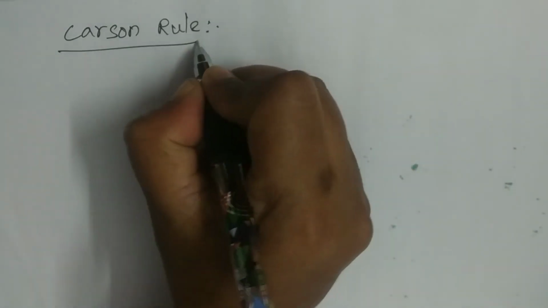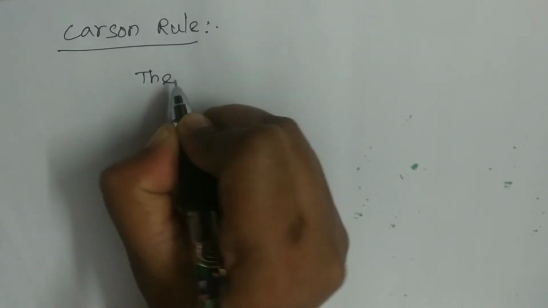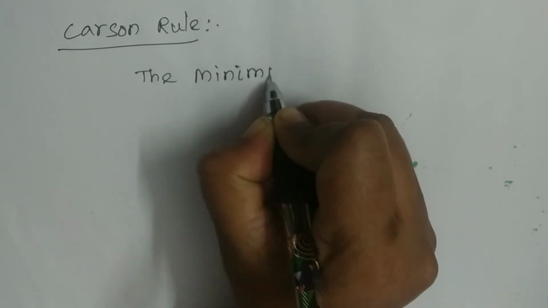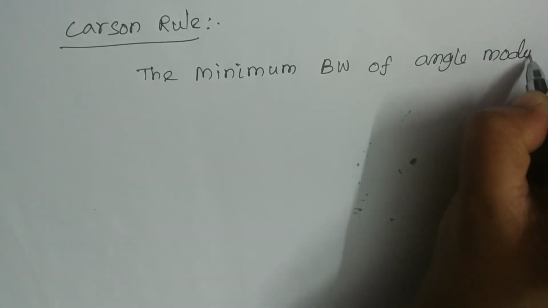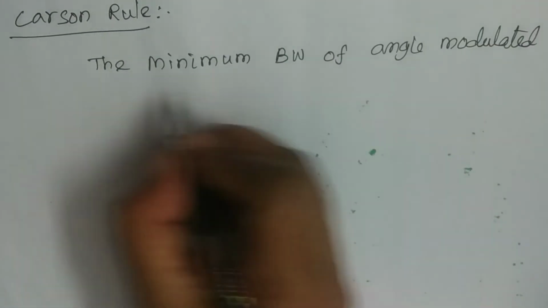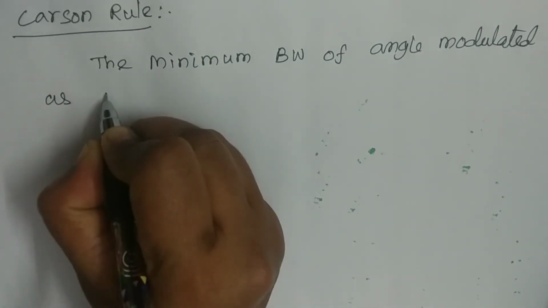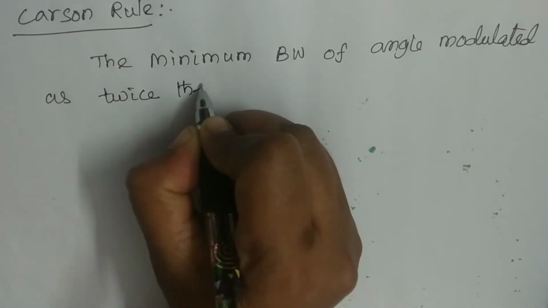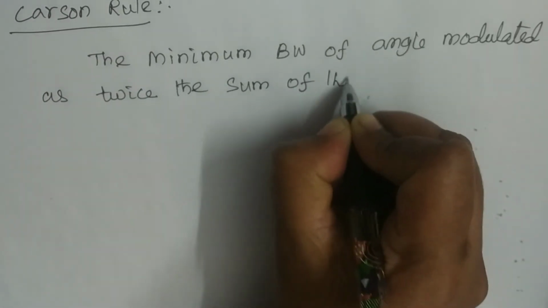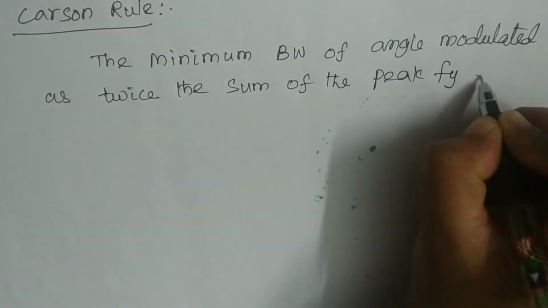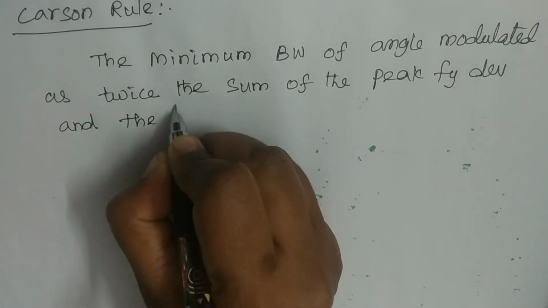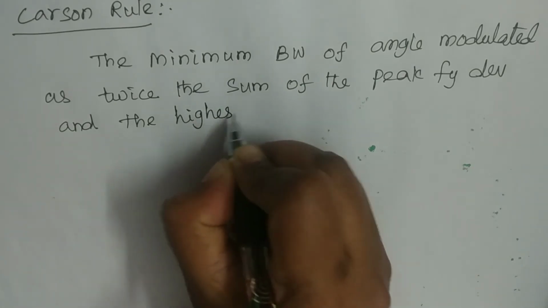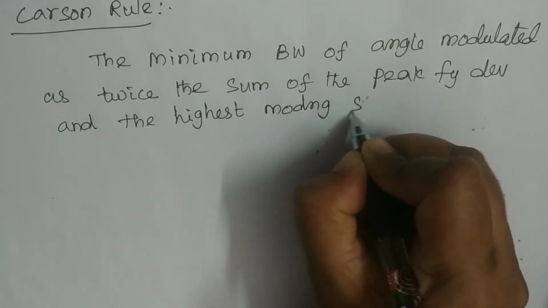Carson rule. The minimum bandwidth of an angle modulated wave is twice the sum of the peak frequency deviation and the highest modulating signal frequency.